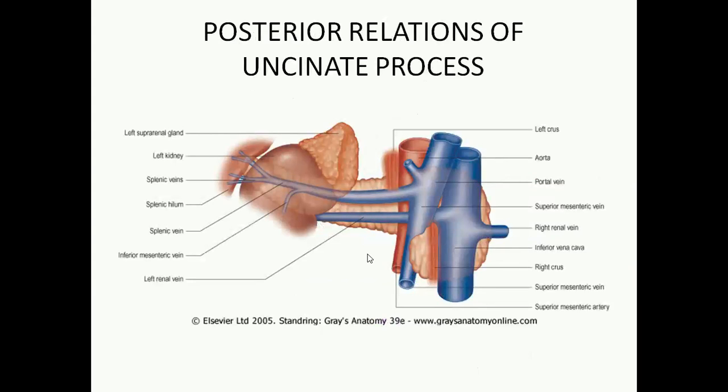Coming to the posterior relation of the uncinate process. Well below, behind the uncinate process, what we get will be the projection extending to the portal vein and the IVC. So this is a small finger-like projection of the head that is extended over the portal vein and the IVC, and this is the posterior relation to the uncinate process.